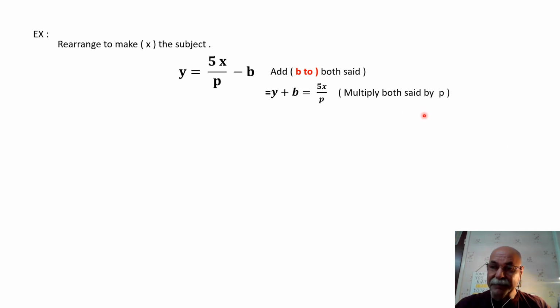Now multiply both sides by b in order to cancel this b. I multiply both sides, this side and this side, by b. We get b times the bracket y plus b equal 5x. Now I get b times y plus b in brackets over 5 equal x.